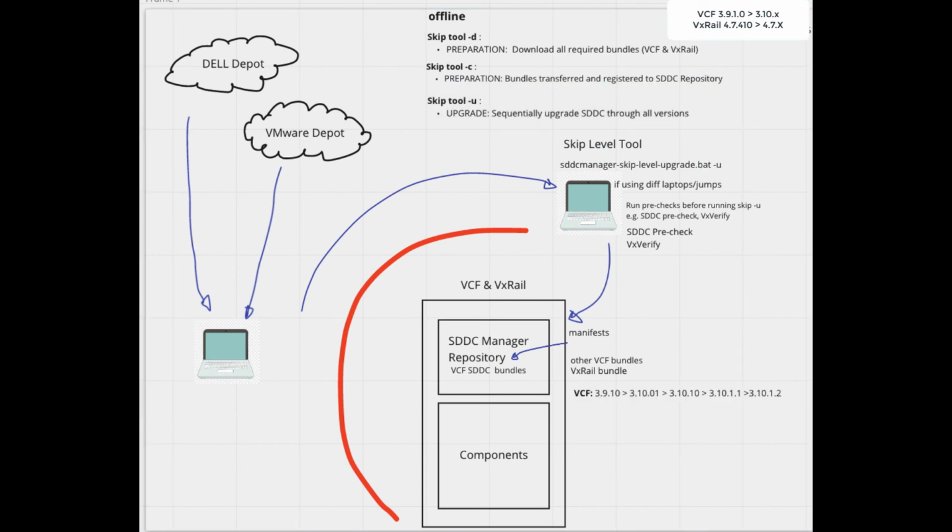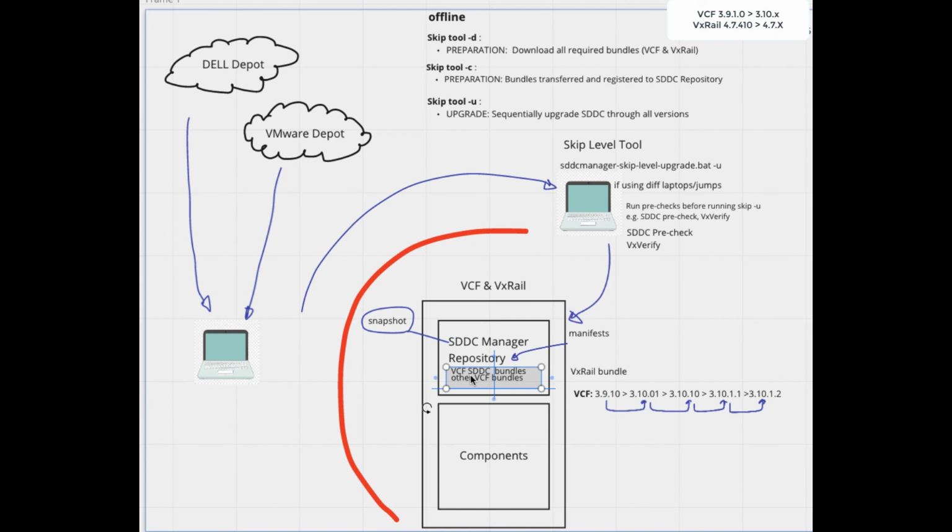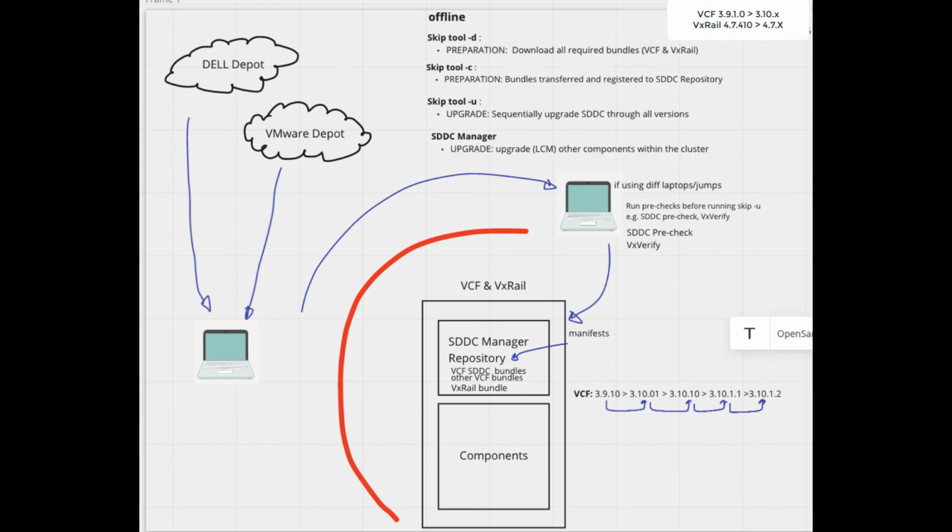A snapshot's taken again of the SDDC Manager, and then the SDDC Manager is taken through every single upgrade to get from the source version to the target version. And once that's complete, the remaining bundles are then registered in the repository, and we can then run a normal lifecycle management operation to upgrade NSX, vCenter, VxRail, and so on.